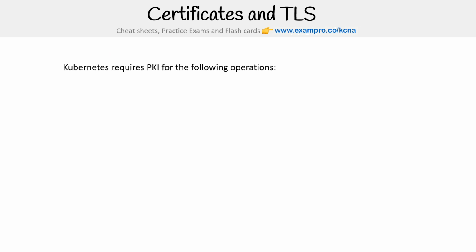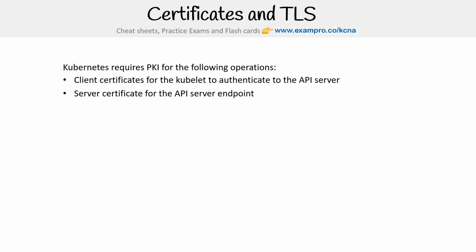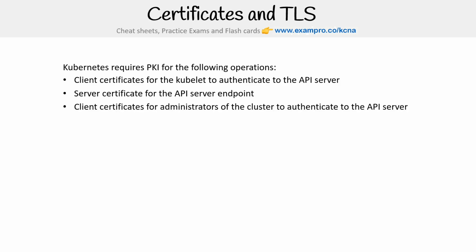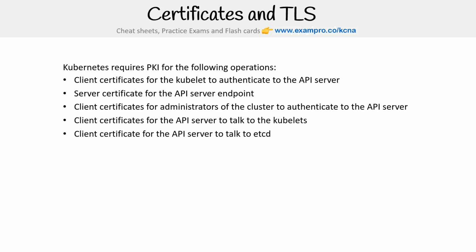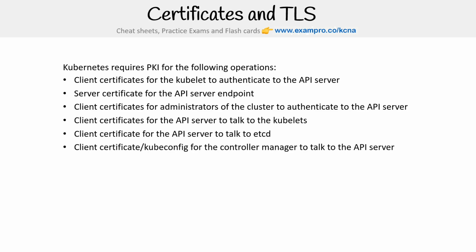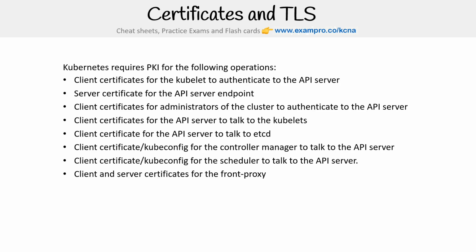So Kubernetes requires PKI for the following operations. Client certificates for the kubelet to authenticate to the API server, a certificate for the API server endpoint, client certificates for administrators of the cluster to authenticate to the API server, client certificates for the API server to talk to kubelets, client certificates for the API server to talk to etcd, a client certificate kubeconfig for the controller manager to talk to the API server. It's always talking to somebody here. A client certificate config for the scheduler to talk to the API server, and client and server certificates for front proxies.